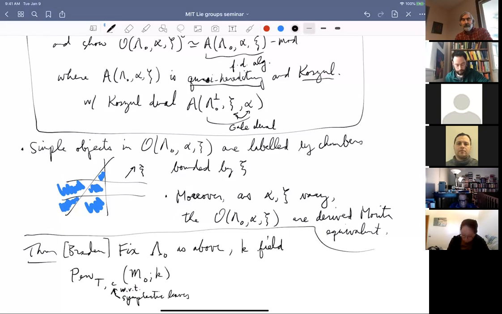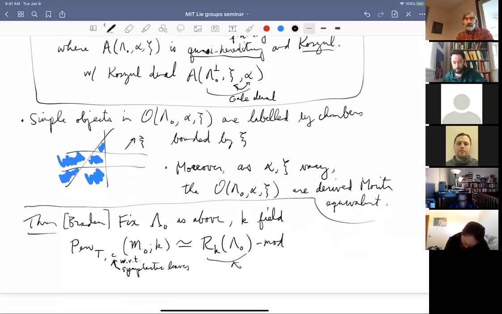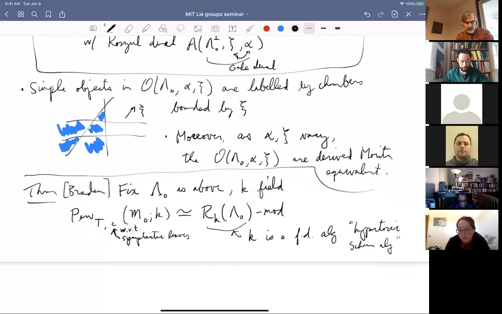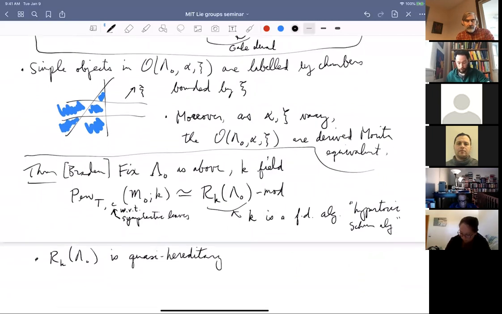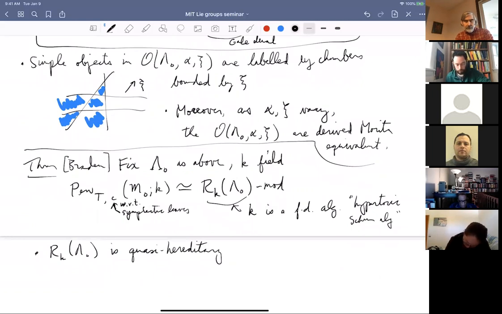Then the resulting category is equivalent to modules over some finite dimensional algebra. K is a finite dimensional algebra. So we call it the hypertoric Schur algebra. This algebra is quasi-hereditary. And for a quasi-hereditary algebra, there's the notion of a Ringel dual. And the Ringel dual is the same algebra, but for the Gale dual central arrangement. So we take the orthogonal complement.